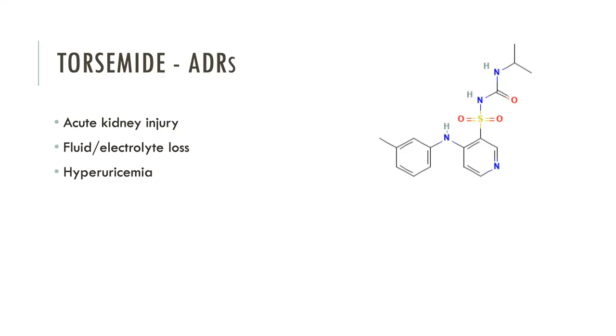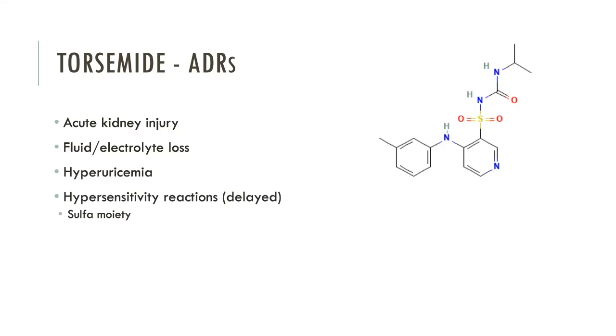Loop diuretics can compete with uric acid for excretion into the urine, thus increasing uric acid levels in the blood. There is also evidence that loop diuretics may inhibit other uric acid transporters, which would also lead to hyperuricemia.